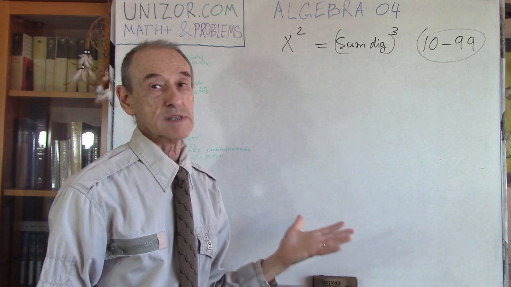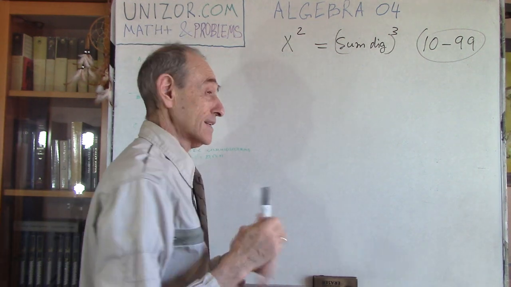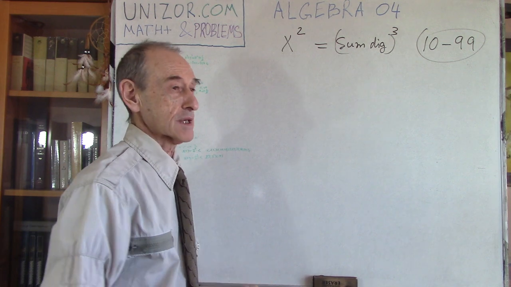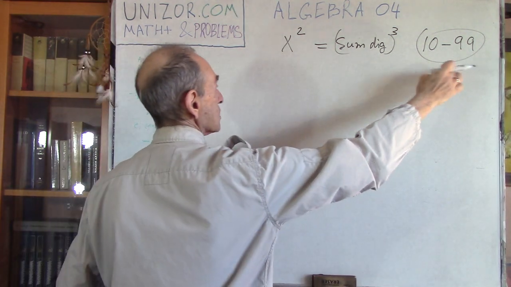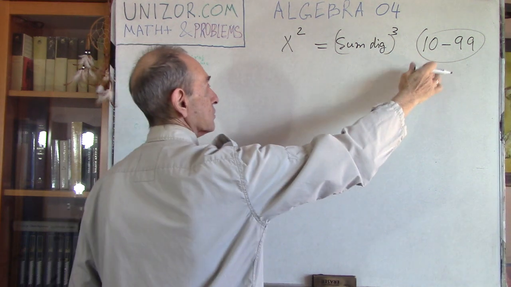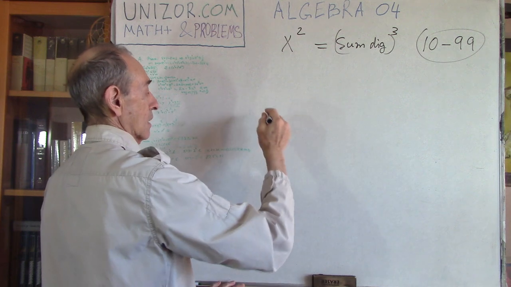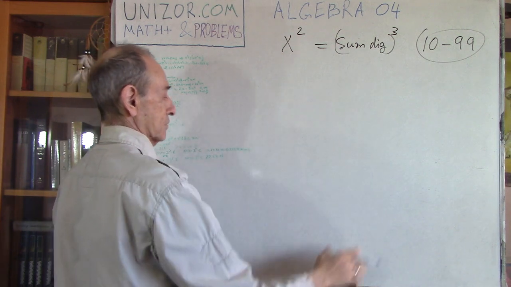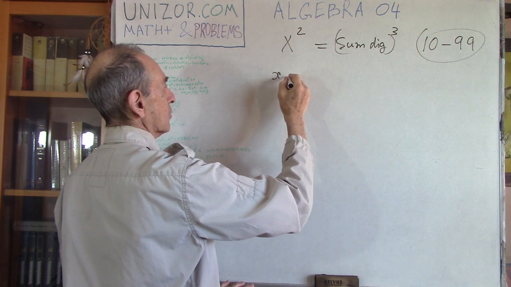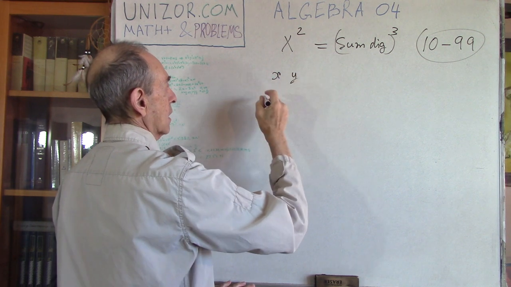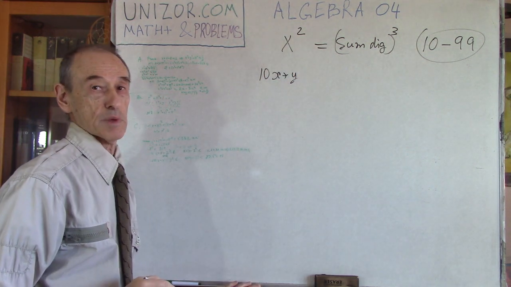But we have to find this number. Actually, there is only one. It's not a typical problem, right? But let's express it algebraically. A number which is from this to this has a certain number of tens and a certain number of units, right? Let's call the number of tens x and the number of units y. Then this number can be expressed as 10x plus y.